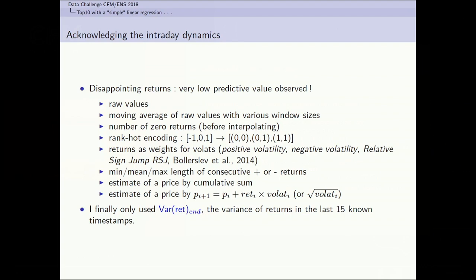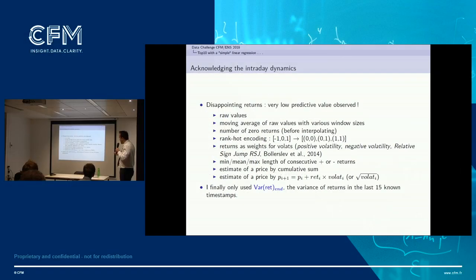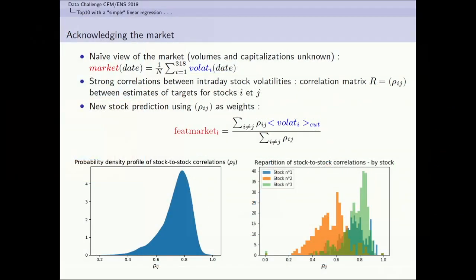I was also very disappointed in the returns, as you were. They had very low predictive value. I tried a number of things, estimating prices with these returns on the volatilities, a very approximate estimate, trying to use them as weights for the volatilities, as I read some articles that use that. Well, I finally only used the variance of the returns towards the end as a relevant feature. That's what I found out.